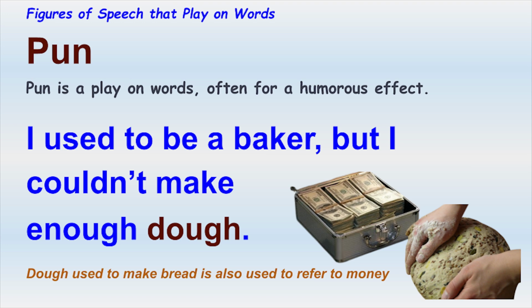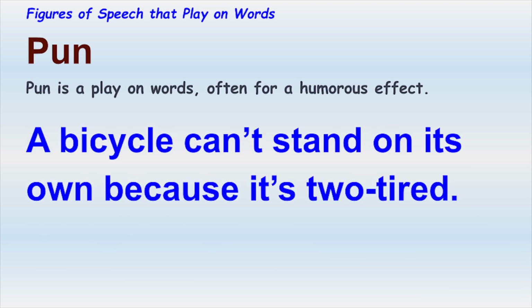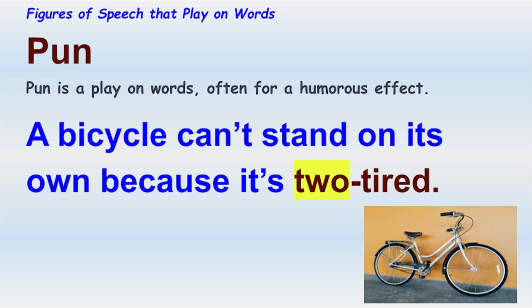Our last example is, a bicycle can't stand on its own because it's too tired. And two is T-W-O, the number 2, referring to the 2 tires that a bicycle has. The pun plays on two tired, T-W-O tired, which sounds like too, T-O-O, tired. So it gives the impression that the bicycle is too tired to stand on its own. I hope you got that. Two tired, which is the 2 tires of the bicycle, and too tired, which means the bicycle needs rest. It cannot stand on its own.